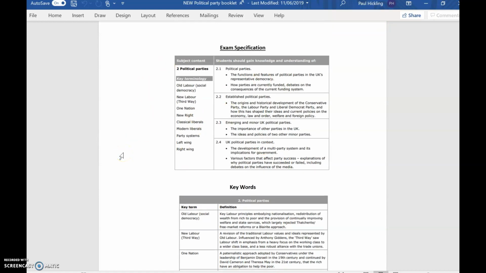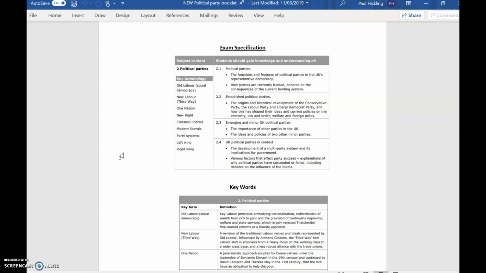In 3 weeks' time, you should be an expert on parties in terms of their functions and features, their role in a representative democracy. You should know about how parties are funded, and the debates around the funding of parties. You need to be an expert in the development and traditions of the Conservative Party, Labour Party, Liberal Democrat Party, and how this has shaped their current ideas and policies, and you need to know what the current ideas and policies are of these three parties on the economy, law and order, welfare and foreign policy.